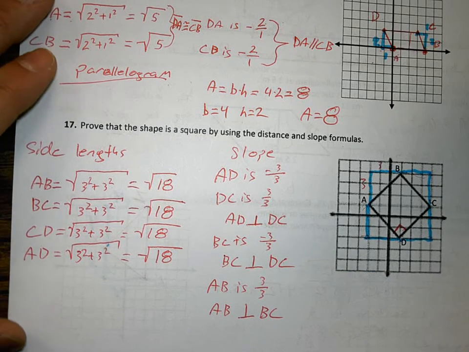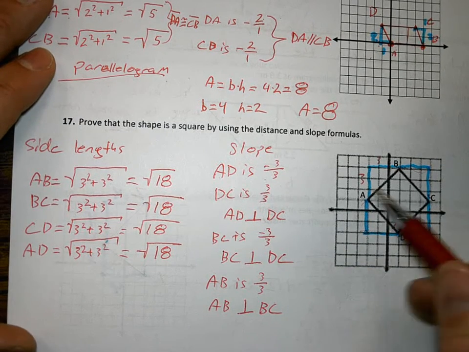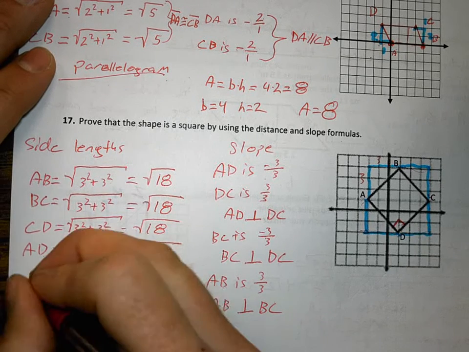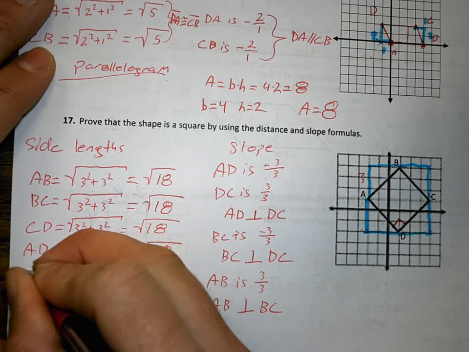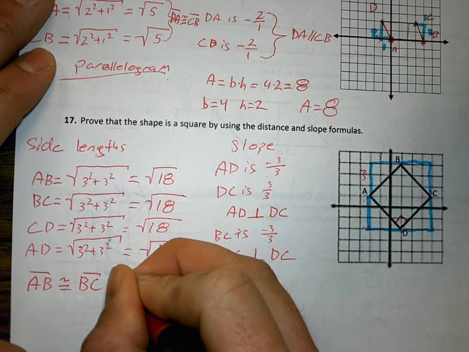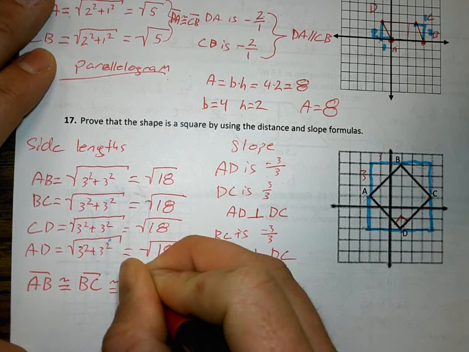I have 4 perpendicular slopes. It means I have 4 right angles. I also know that AB is congruent to BC, which is congruent to CD, and congruent to AD.